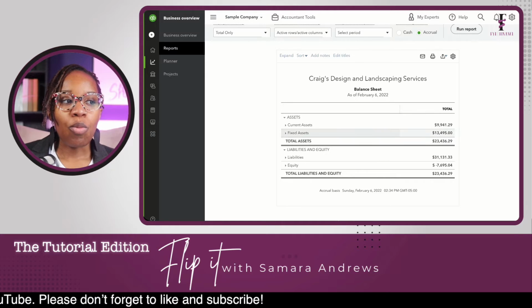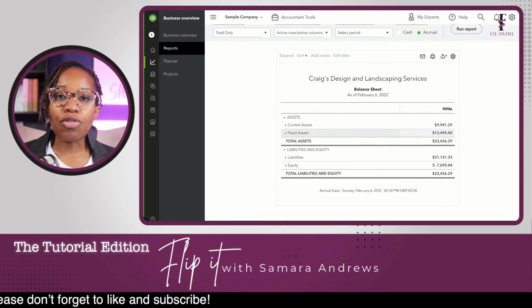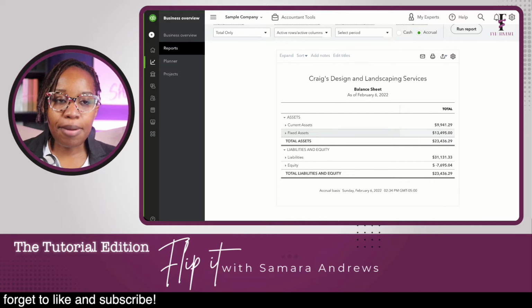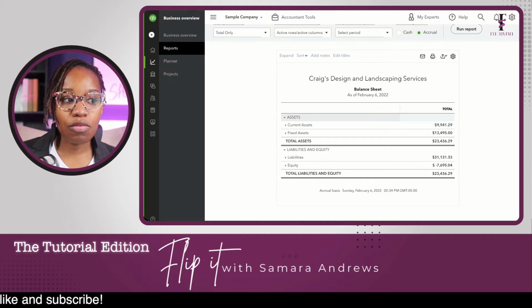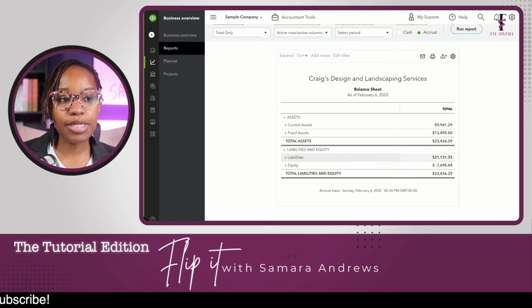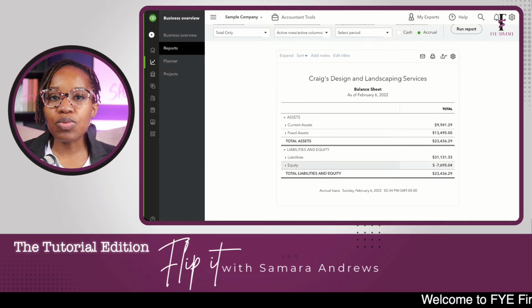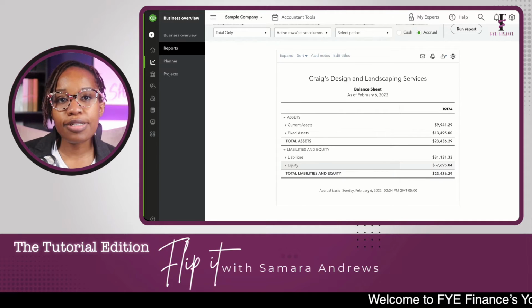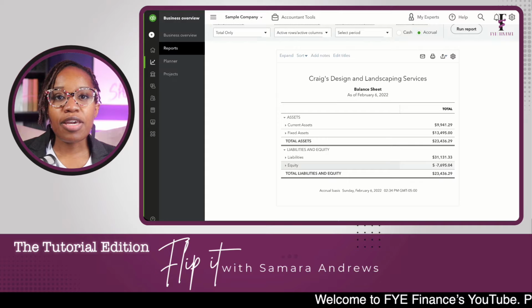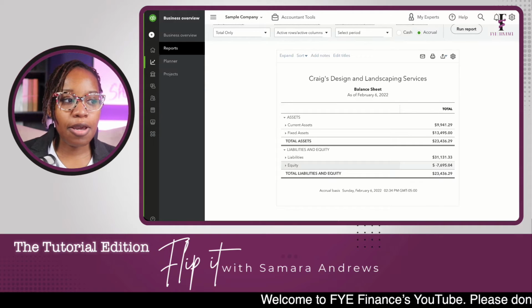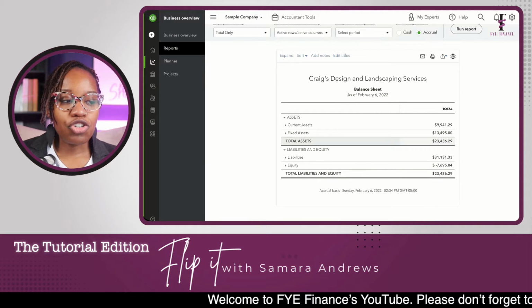Okay, what you will see here is that there are three main areas on the balance sheet statement. You have your assets, okay, and then you have liabilities, okay, and then you have equity. All right. If we were to expand these areas, you would see that assets can be current assets, right? And they can also be long-term assets, okay? Or fixed assets, I should say.